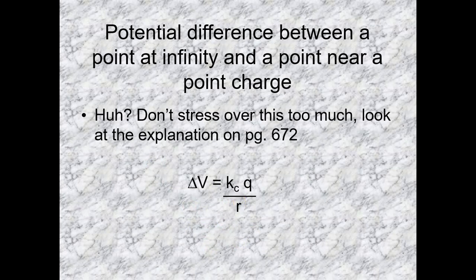The potential difference between an infinite point and a point near a point charge: don't stress over this too much. Look at the explanation in the next chapters. Delta V equals K into Q divided by R.